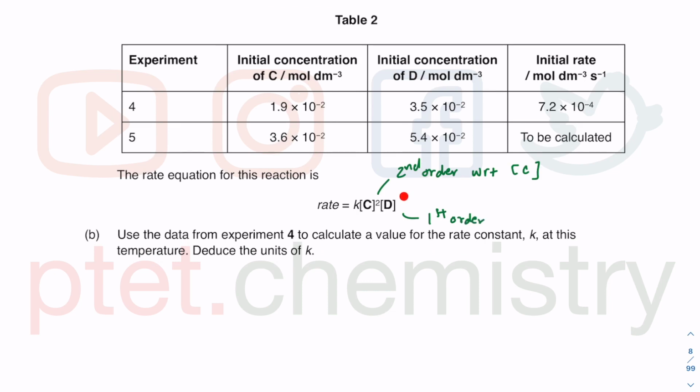If it's to the power 0, they will not show you at all because anything to the power 0 is just 1. So use the data to calculate a value for the rate constant. So use the data, number 1, deduce the unit of the rate constant. So what I could do is, all right, okay, I will make K the subject. So I'll move the C square and D to the bottom there.